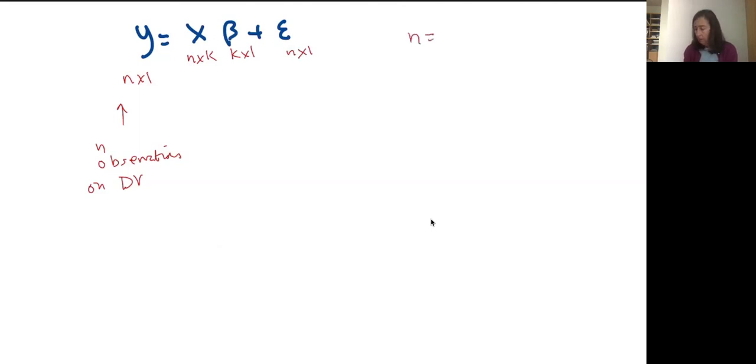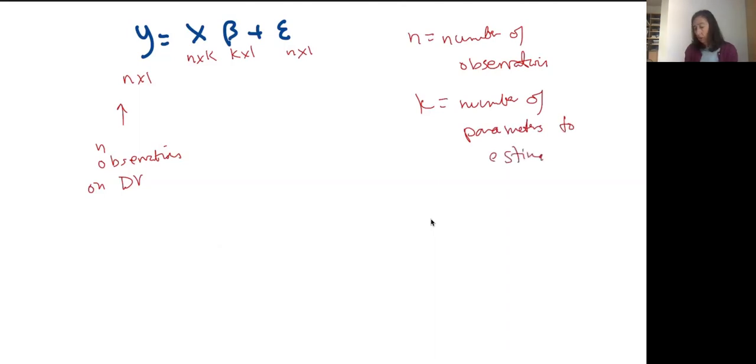N, remember, is the number of observations. K is the number of parameters to estimate, the number of unknowns here. Okay, so in that case, K was 3 because we're estimating a constant, a slope on whether or not we're at war, and a slope also on the GDP growth here.